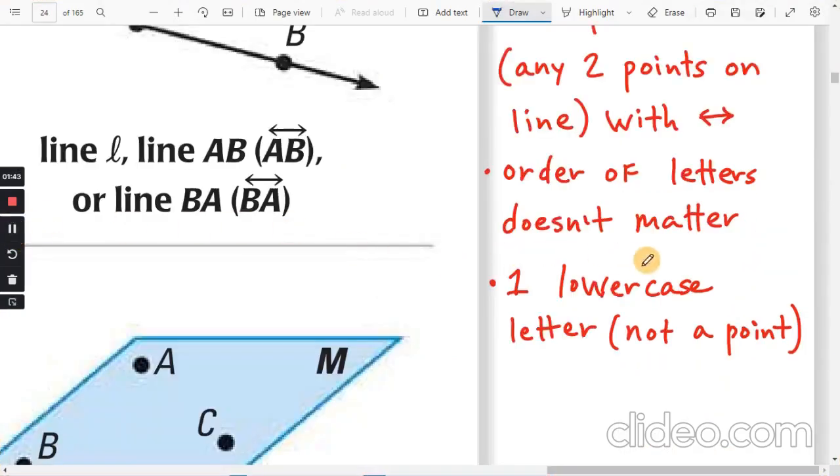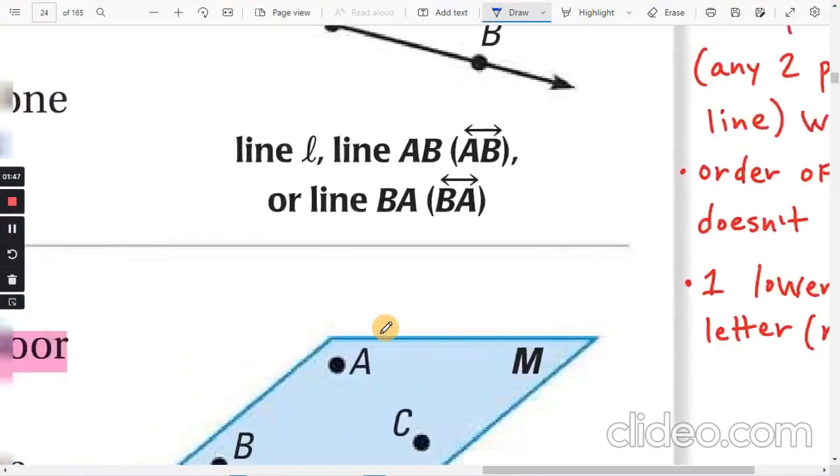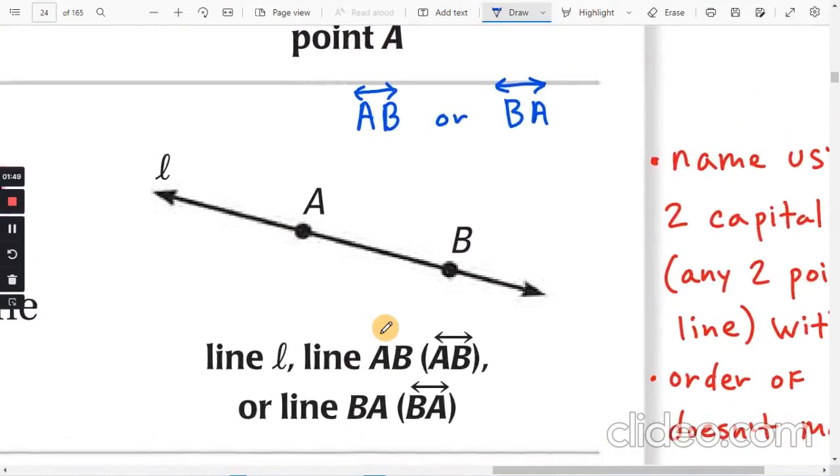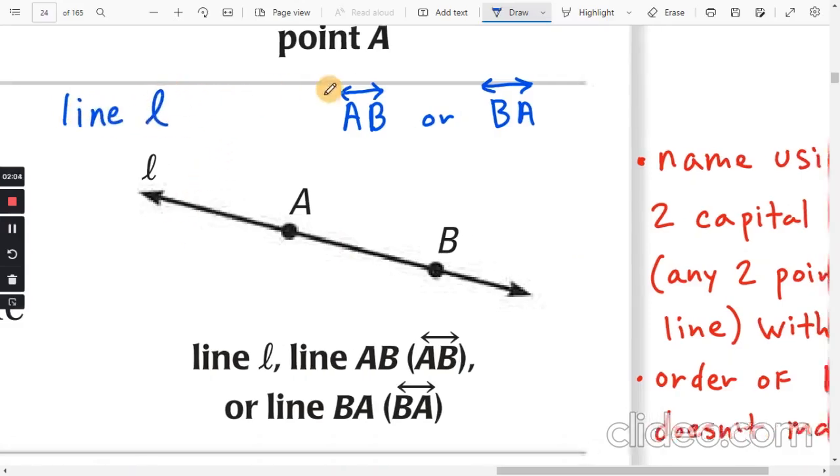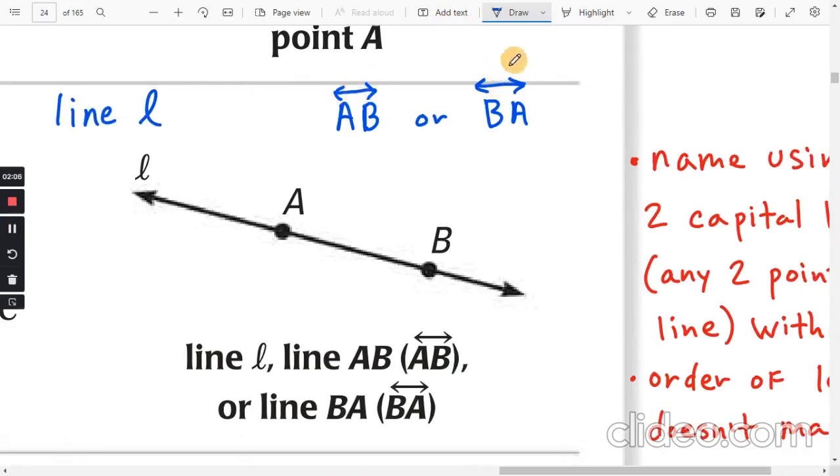Alternatively, you can use one lowercase letter, but that lowercase letter is not a point. So if you look at this line here, we can see right here, this is a lowercase l, okay? So we can also name this line L. So you can say line L, you can say AB or BA with the correct symbol on top.